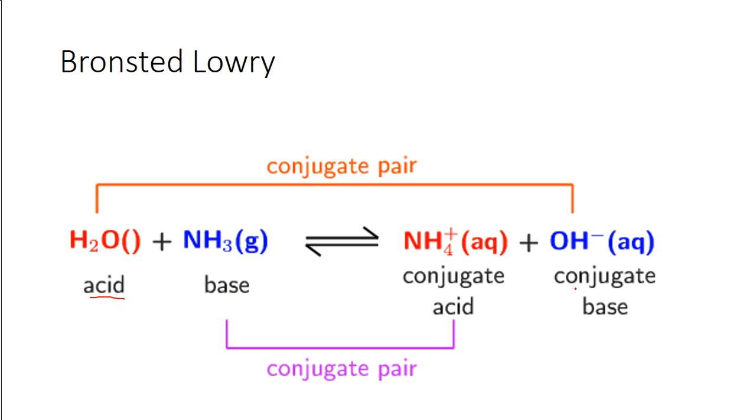All right, so conjugate pairs. If we have an acid here, which is the water, because it lost a proton, it becomes what we call a conjugate base. And when we have a base, which here is the NH3, when it picks up the proton, it becomes a conjugate acid.